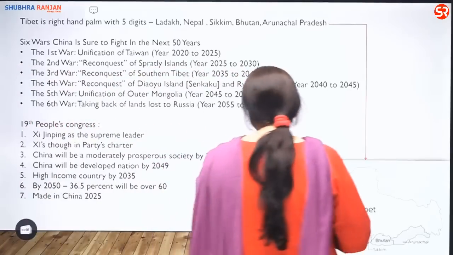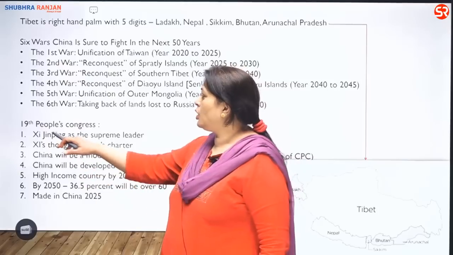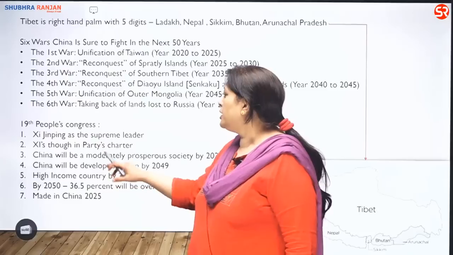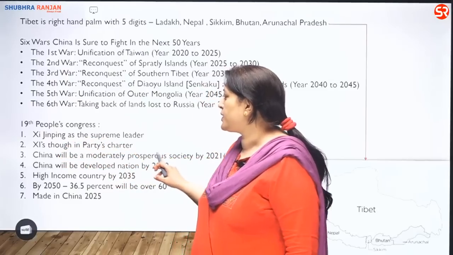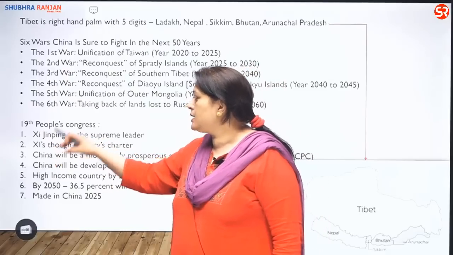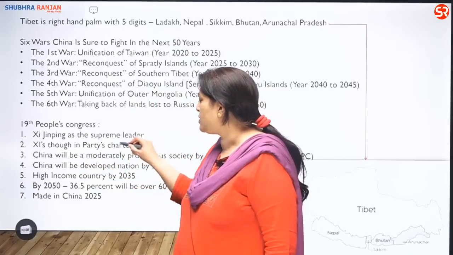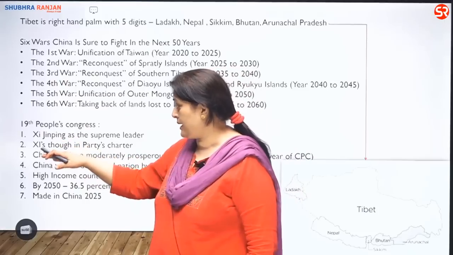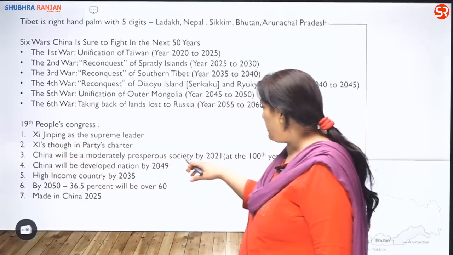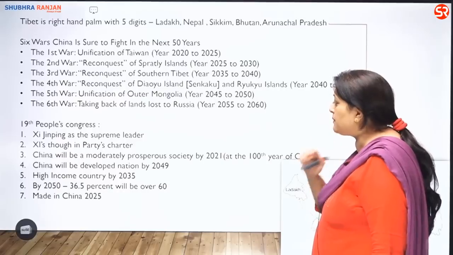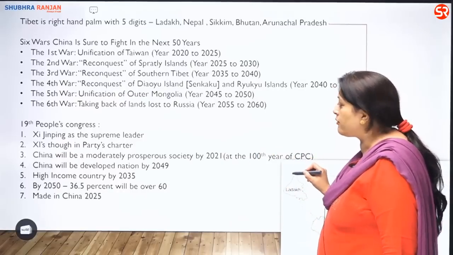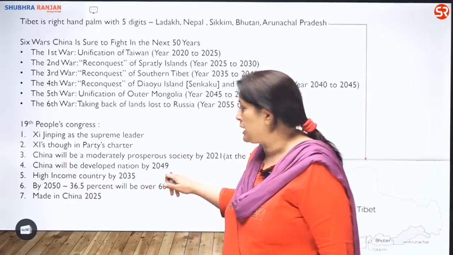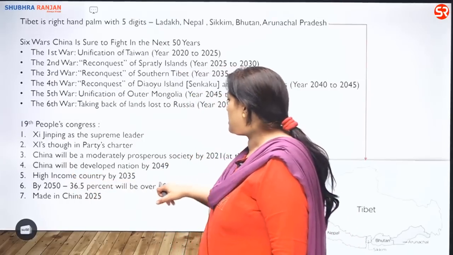You should keep track of this 19th Party Congress. This is a very important event where Xi Jinping was declared as Supreme Leader. Xi's thoughts are added in the Chinese Communist Party's charter. He has aimed that China will be a moderately prosperous society by 2021, 100 years of the formation of the Communist Party of China. China will be a developed nation by 2049, a high income country by 2035.